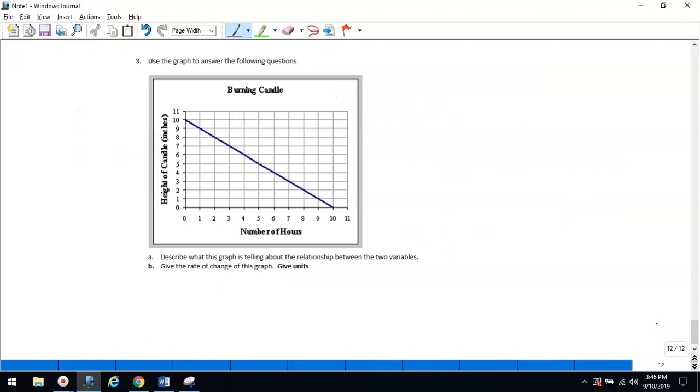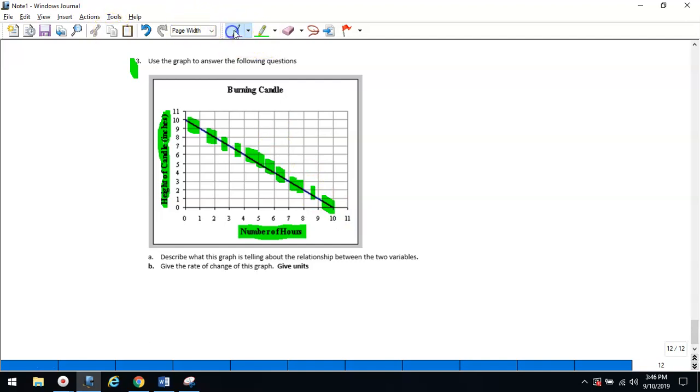Describe what this graph is telling us about the relationship between the two variables. Well, we have at the bottom here the number of hours, so the longer something is happening, and what's happening is there is a candle, and we are measuring the height of this candle. So obviously, the longer that it is lit, the shorter it is going to get, and we can see that because it is a negative graph, right? It's coming down.